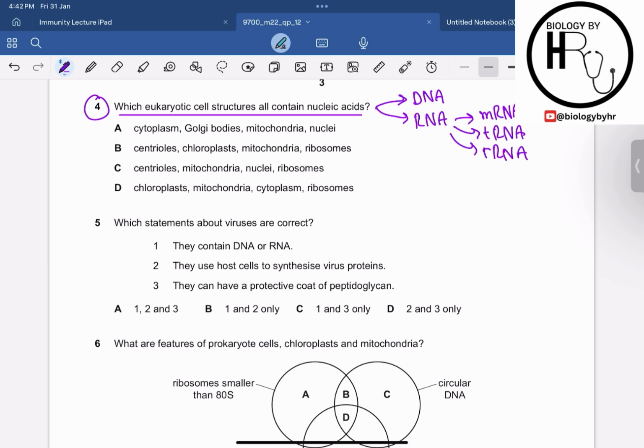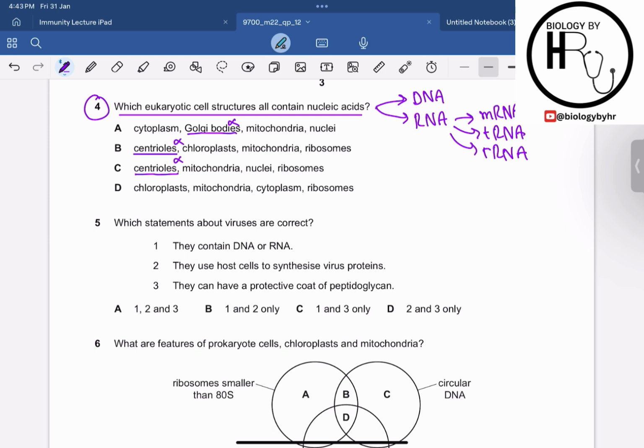We know that the Golgi bodies do not contain any nucleic acid, so option A has been eliminated, right? Then we know that centrioles do not contain any nucleic acid, so it is also eliminated. Then over here also, centrioles do not contain the nucleic acid, so this option is also excluded, right?